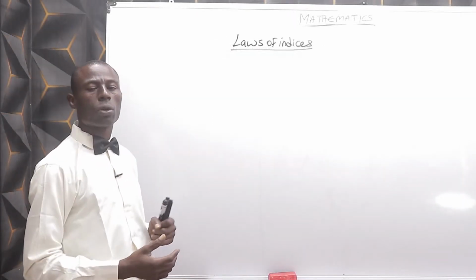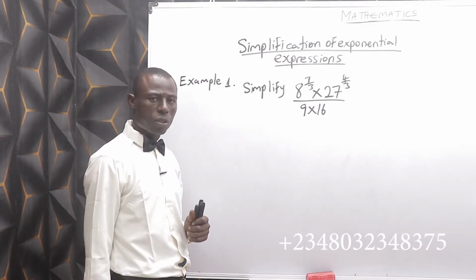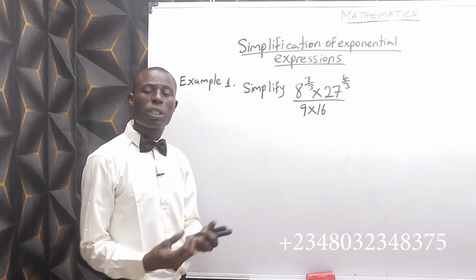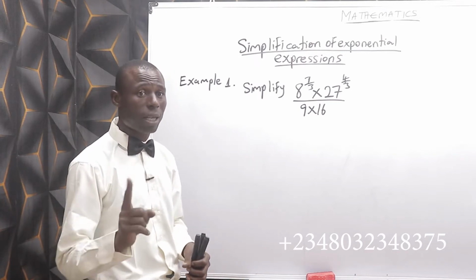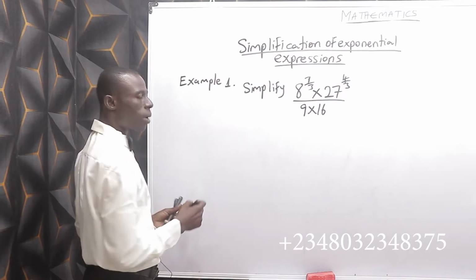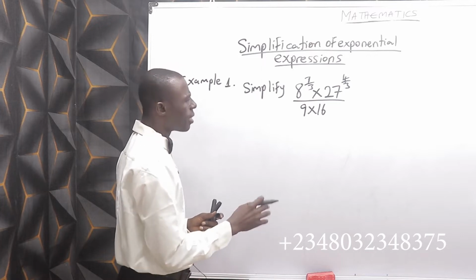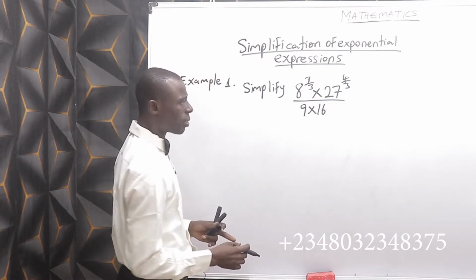Let's move to the simplification of exponential expressions. Here we want to learn how to put to use the different laws of indices we have learned. Example 1. Simplify 8 raised to the power 7 over 3 times 27 raised to the power 4 over 3 divided by 9 times 16.